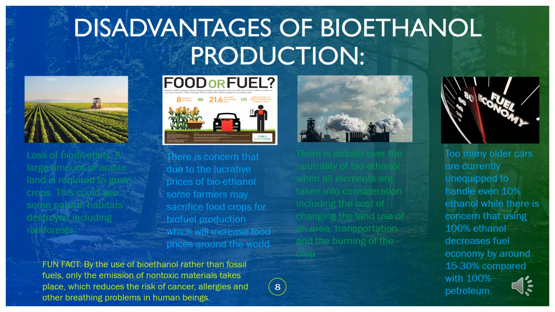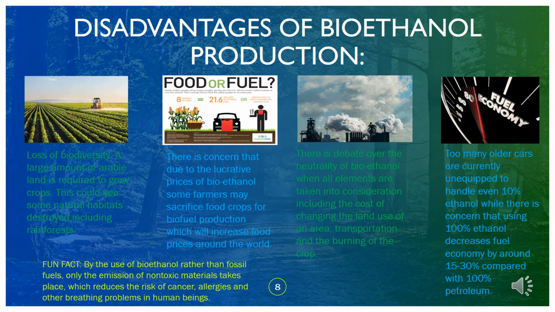Finally, let's move on to the disadvantages of bioethanol production. Luckily, the disadvantages do not outweigh the advantages. But one of the disadvantages is that there's a loss of biodiversity. Because bioethanol is gotten from plants, it's in the name bio, you need to actually have a lot of land. So you can see that a large amount of arable land is required to grow the crops, which could see some natural habitats being destroyed, including rainforests.